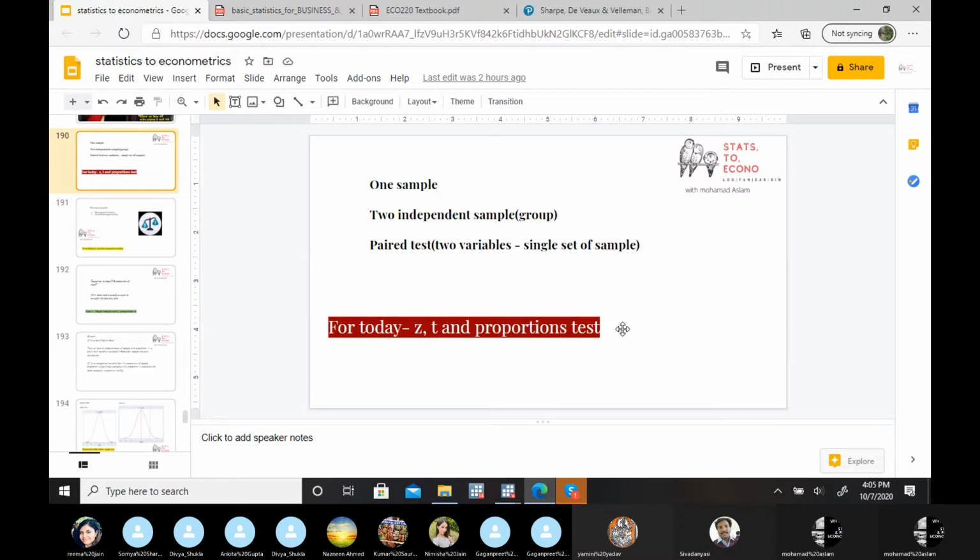So any doubt so far? Then we can move to two independent sample tests. Any doubt in one sample test? Okay, then start the two independent sample group test.